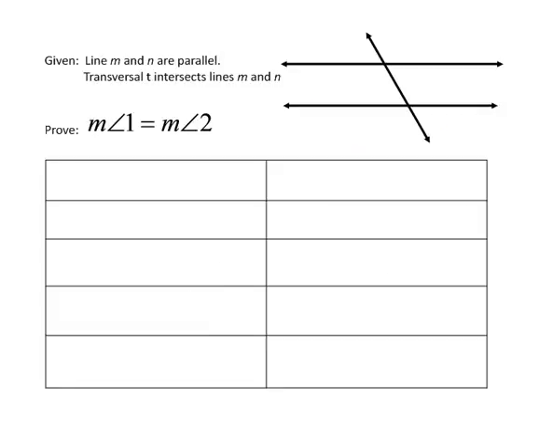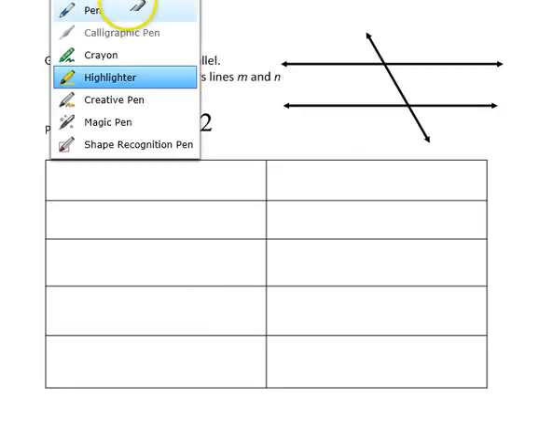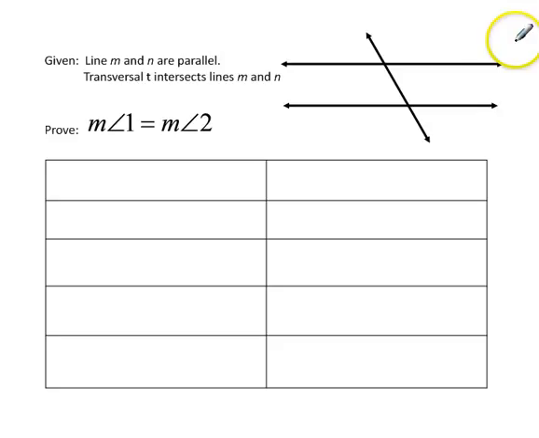All right, let's go ahead and start a proof that involves these. Switch back to the pen. Here we know lines M and N are parallel, so I'm going to label those for you. M and N are parallel, and transversal T intersects lines M and N. And we want to prove angle 1 is equal to angle 2. Angle 1 is this angle here, and angle 2 is this angle here. You would need to be told which those are.